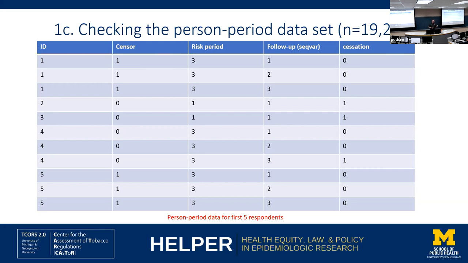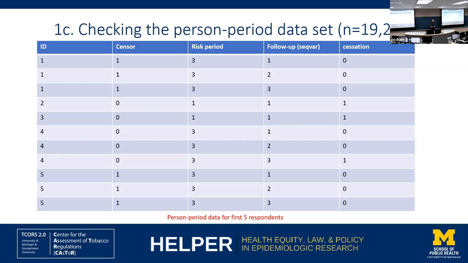So if you look at the first person, there's three rows of data, right? What this means is that this person was followed at three waves, wave two, wave three, wave four, and they didn't quit smoking. So their dependent variable cessation, which is equal to that variable that I just created, is 0, 0, 0 for those three rows. The second and the third person both quit smoking at wave two. So there's only one row of data. They followed up one wave, they quit smoking, right?